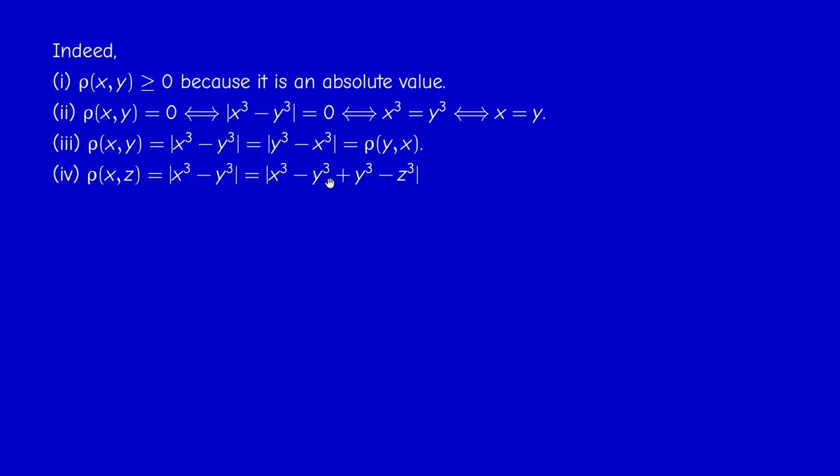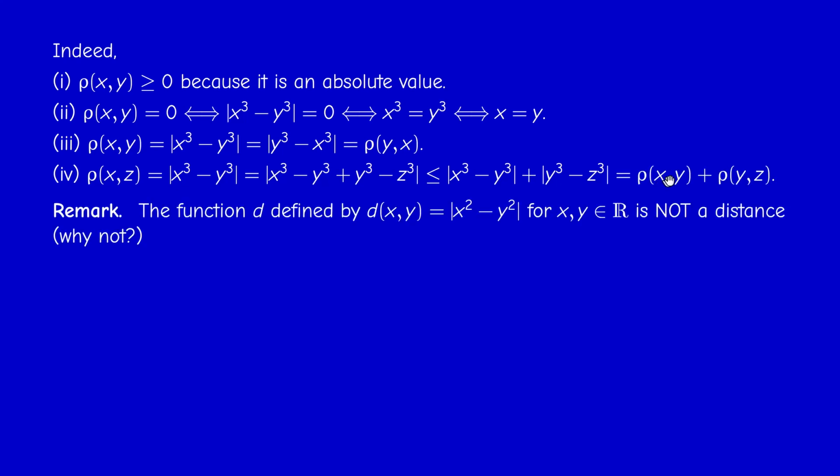I add and subtract y cubed. And by the usual triangle inequality for the absolute value, so the absolute value of the sum is less than the sum of the absolute values. Okay, and that's it. So rho of xz is less or equal than rho of xy plus rho of yz.